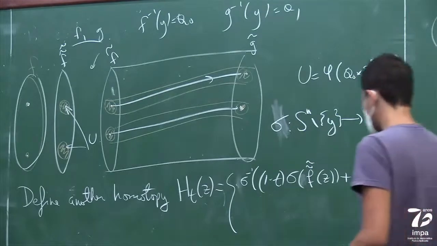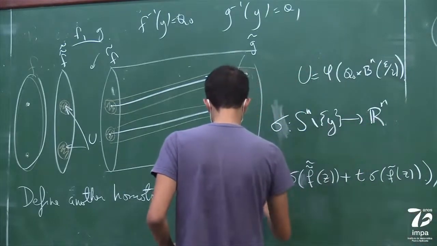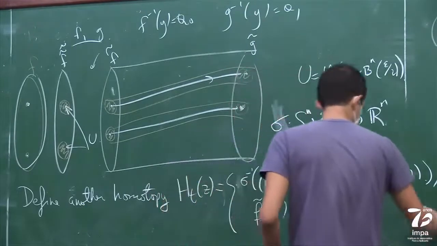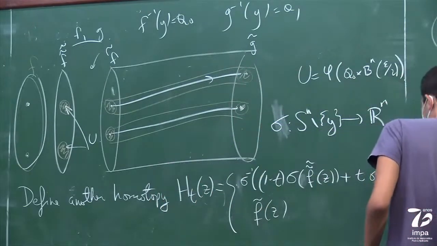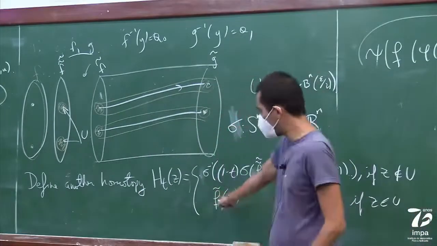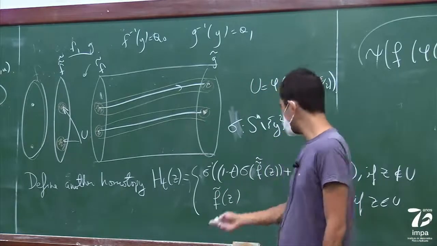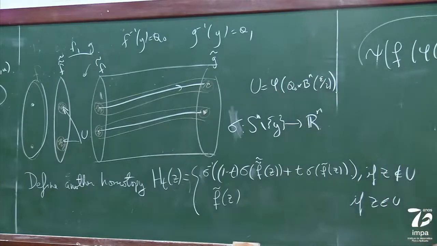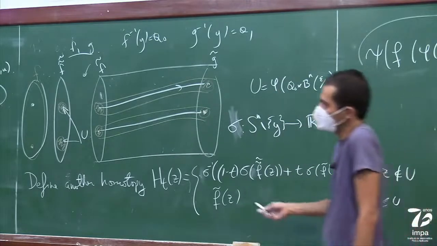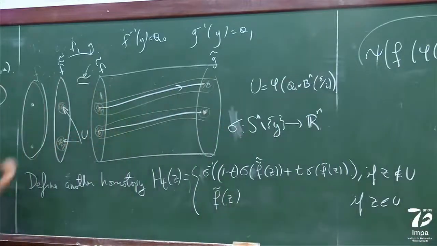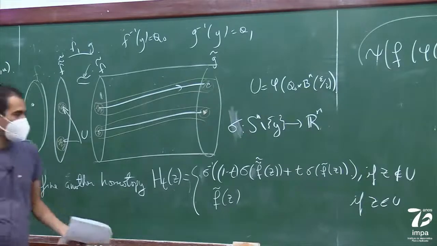And if z belongs to U, then I just set it to be f tilde of z. But in U, f tilde and f double tilde are already the same. So this is why I don't even need a bump function. They actually glue nicely. So there you go. I basically get this homotopy too. Okay, so this one is actually harder to construct. Okay, so anyway, and this is the end of the proof.